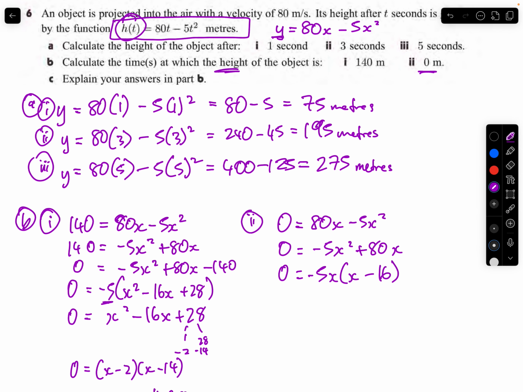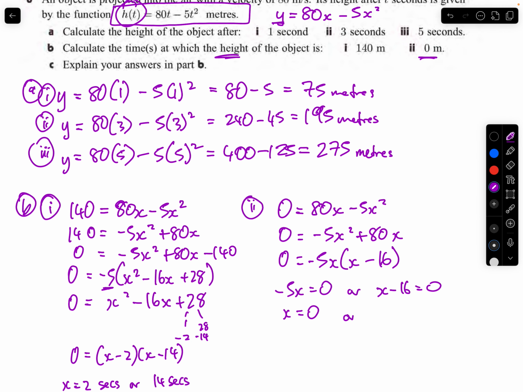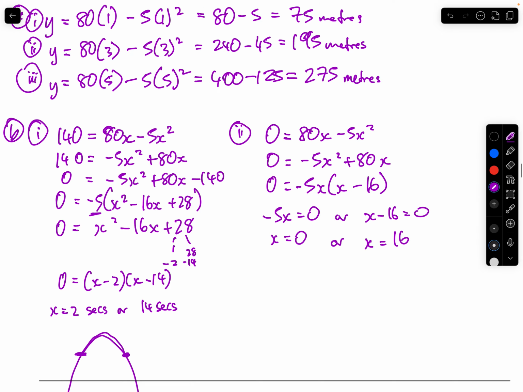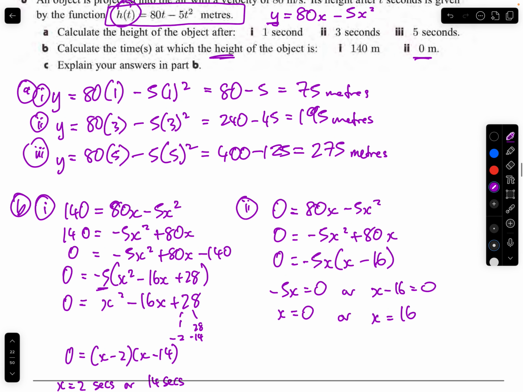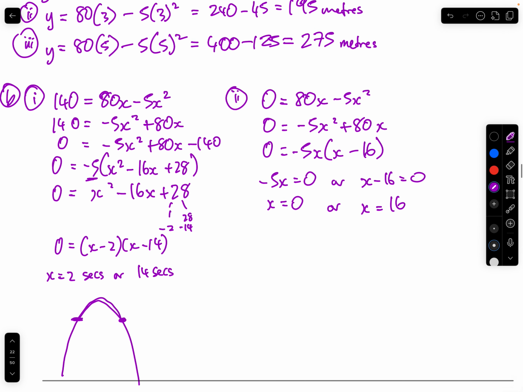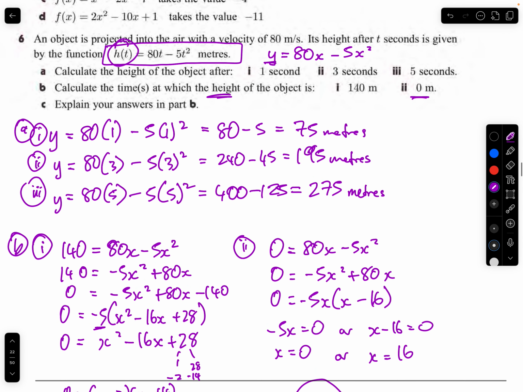So then what do you have? You have null factor law, negative 5x equals 0, or x take 16 equals 0. So x is going to be 0, or x is going to be 16. It makes sense that an object projected into the air would be at 0 height twice because it starts off at 0 and it ends at 0. The flight of this thing is going to take 16 seconds to reach the end of its flight path.